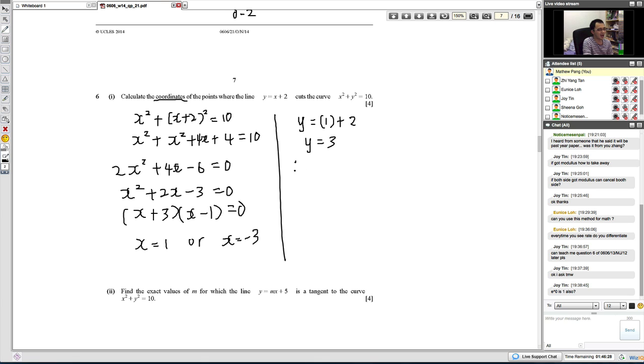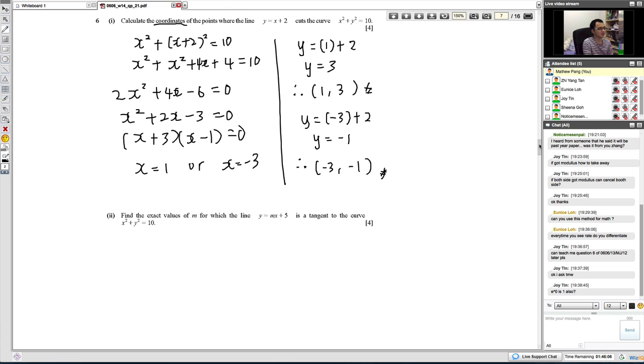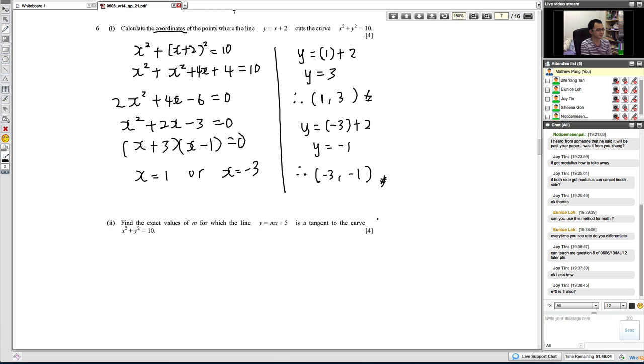So I will write the coordinate here normally. So this one is called (1, 3). Okay, so when x equals -3 plus 2, y equals -1. So the second coordinate will be (-3, -1). Okay, 4 marks. This is just a simple simultaneous question. Alright, so I will go to the second one.